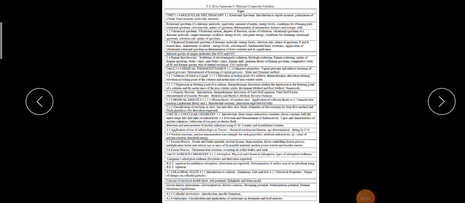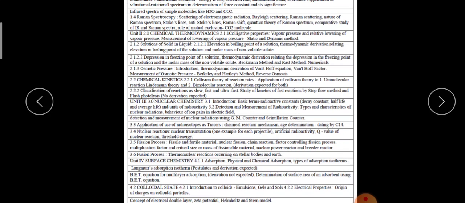Good morning, friends. Today we are going to start the new unit of physical chemistry. The unit name is nuclear chemistry. The name itself indicates that we have to study all about the nucleus. In nuclear chemistry, first of all, we will focus on the basic terms, including radioactive constant or decay constant, half-life, average life, and the units of radioactivity.